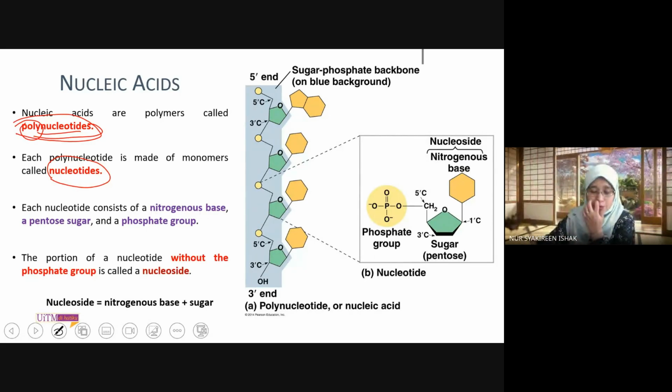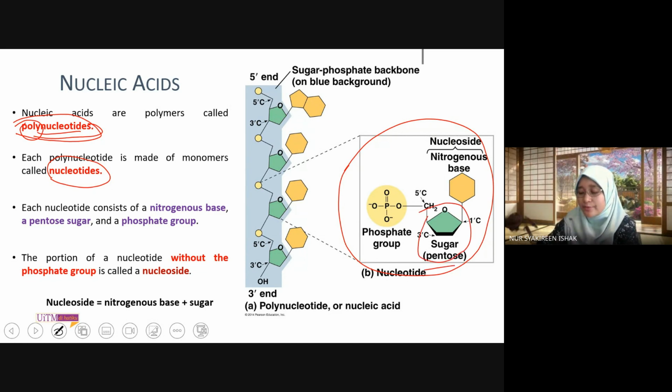polynucleotides. Okay, so you have to know the structure of a nucleotide. So the structure of a nucleotide is like this. Okay, it is like this. So you have to know that it consists of a pentose sugar. A pentose sugar is a 5 carbon sugar. Again, a pentose sugar, 5 carbon sugar, and then the 5 carbon sugar is bonded to a phosphate group and a base. Okay, a nitrogenous base. So that is the structure of a nucleotide.